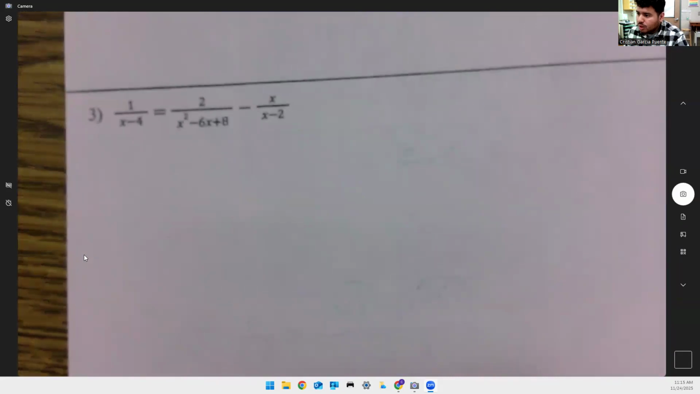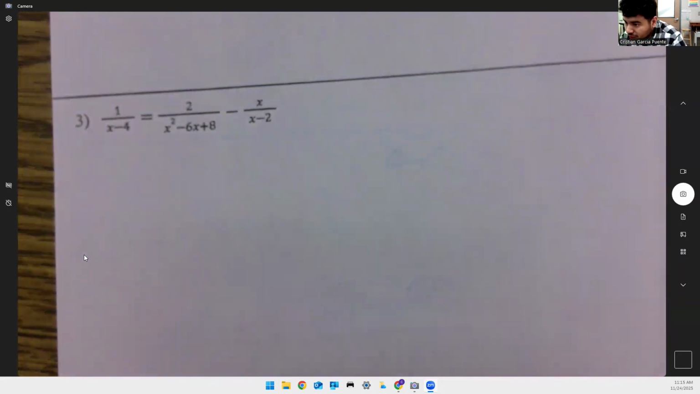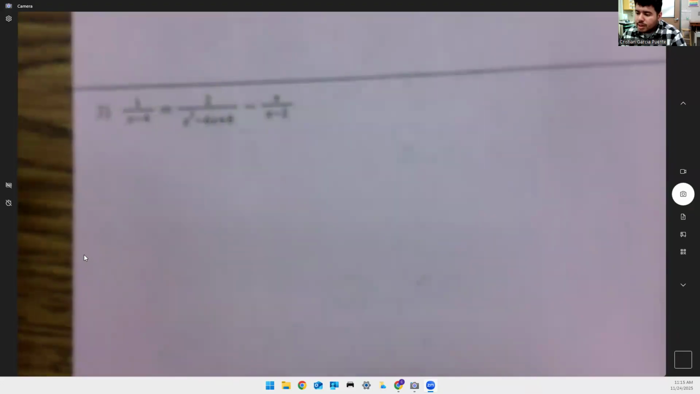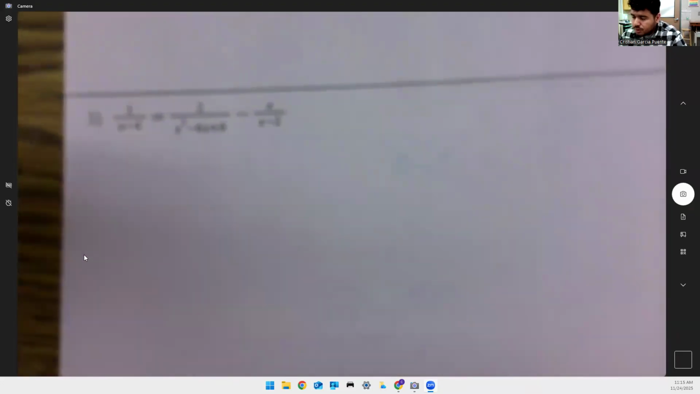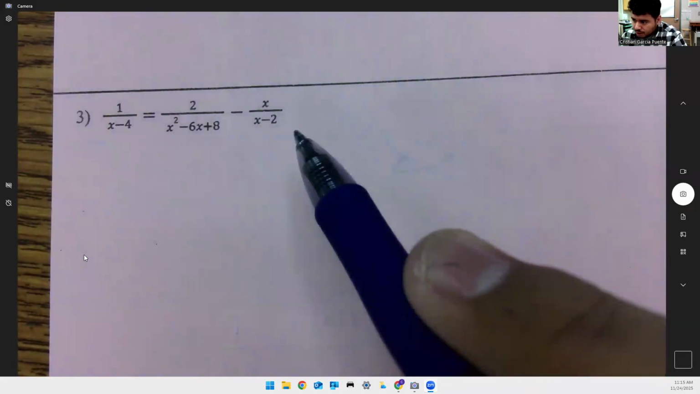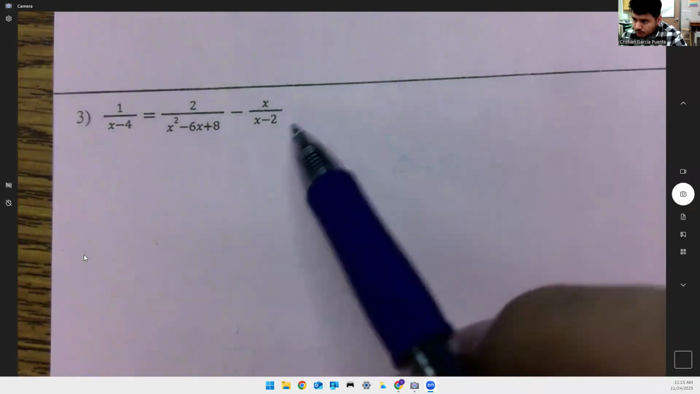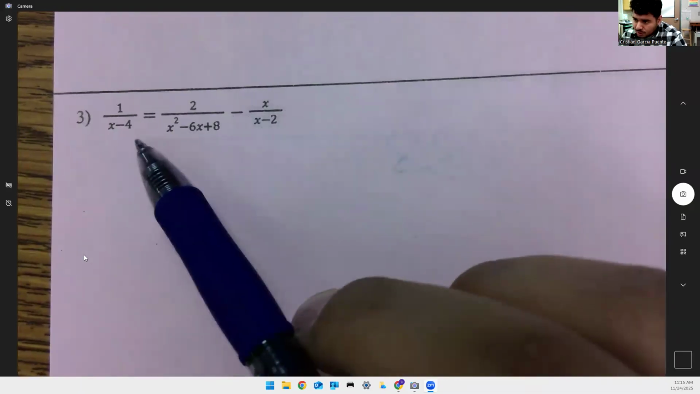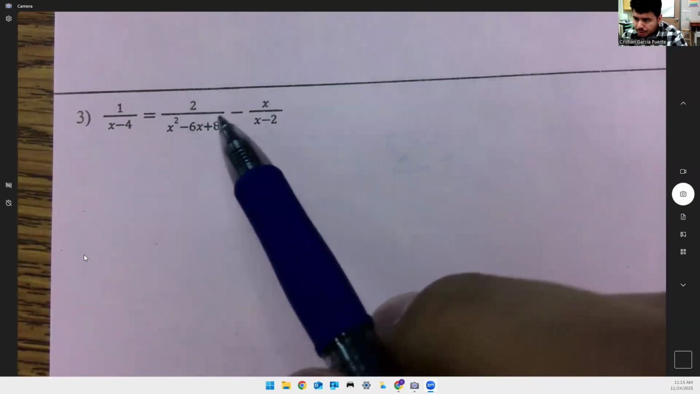Number 3 is the only new type of problem we get. So over here, see how you have a small denominator of x minus 4 and a small denominator of x minus 2. So the way we're going to do these problems is you have to move this to the same side as the small one. 2 small denominators equals a big one.